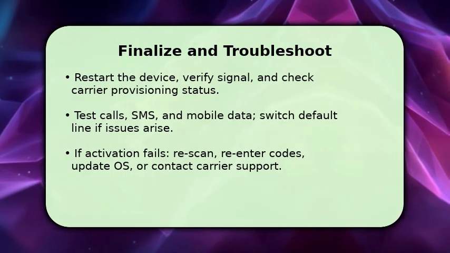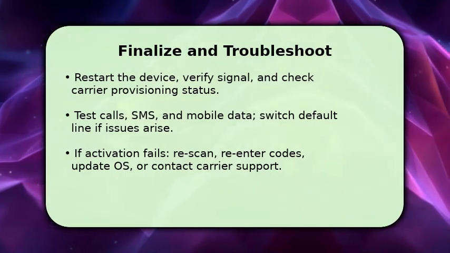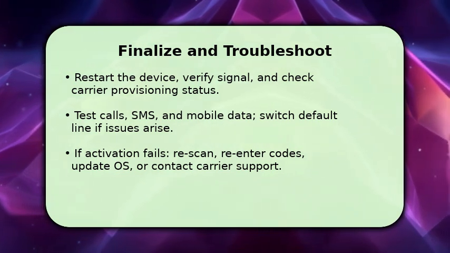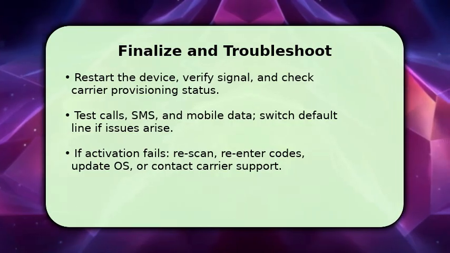One key troubleshooting tip: if activation still fails, update your phone OS. Remove and re-add the eSIM, and then contact carrier support with the activation code.